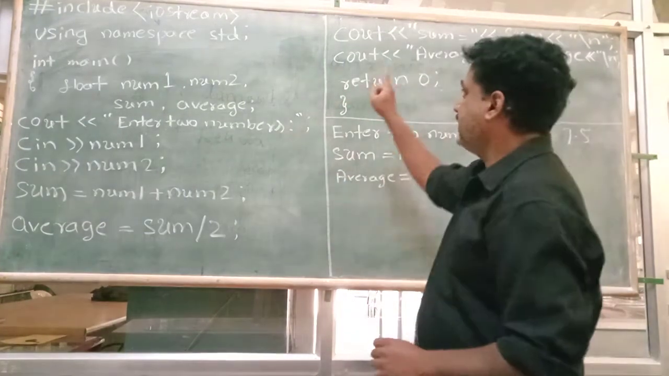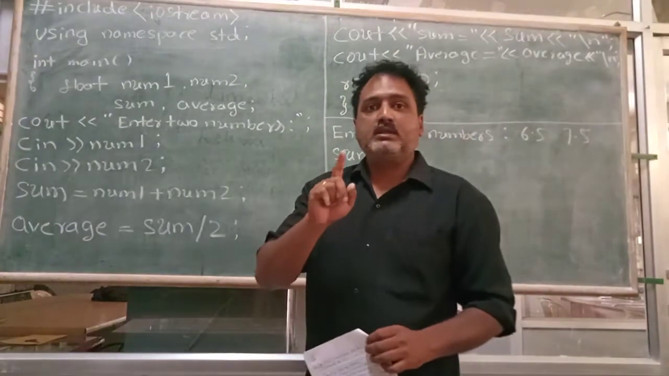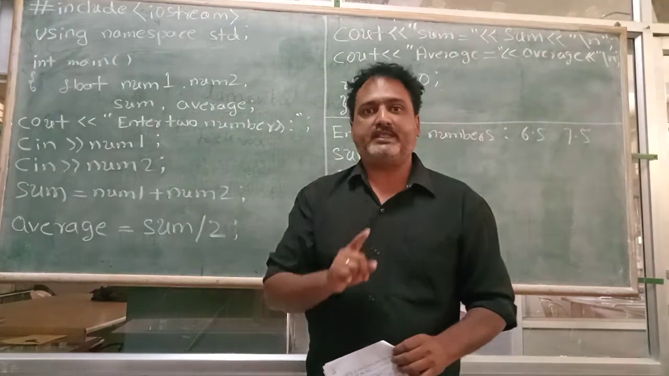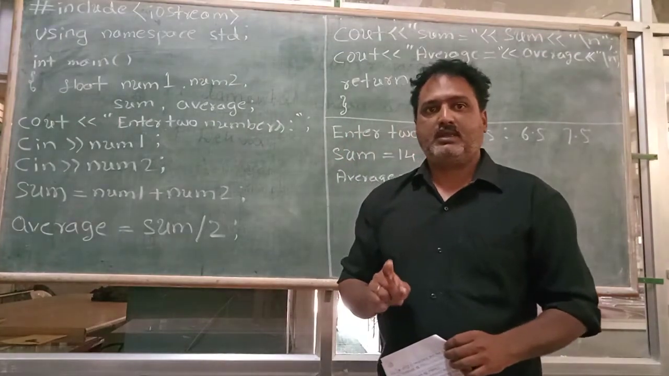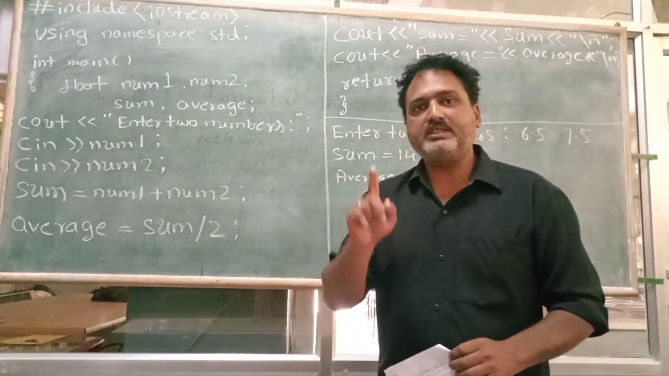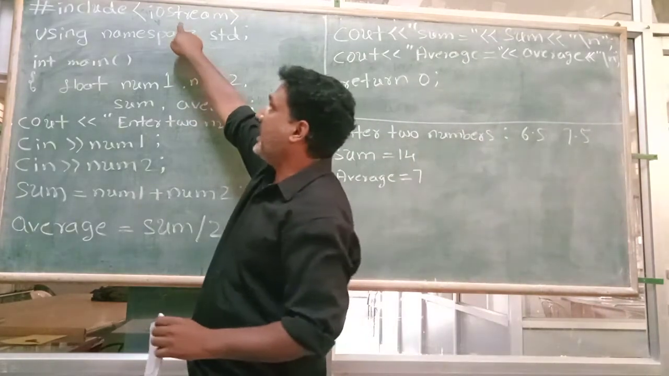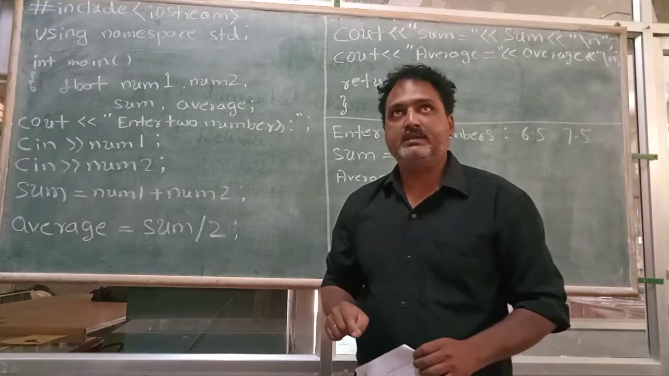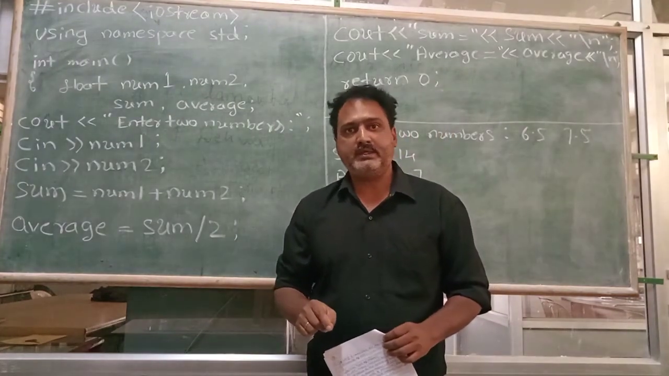Cin and cout are predefined objects. These are predefined objects whose definition is present in the IOStream file.